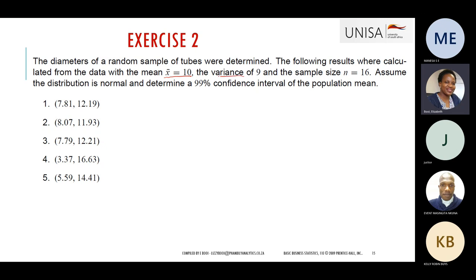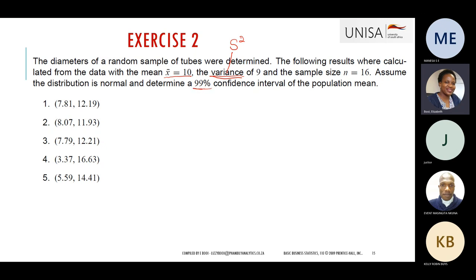And now that's the other thing that you need to take into consideration. This is a variance, so it means it's S squared, right? So it means in order for you to substitute into the formula, you will have to do certain things. You will have to find your standard deviation. This is the variance, sample variance, and your N is 16. So they just wanted to confuse you right there.